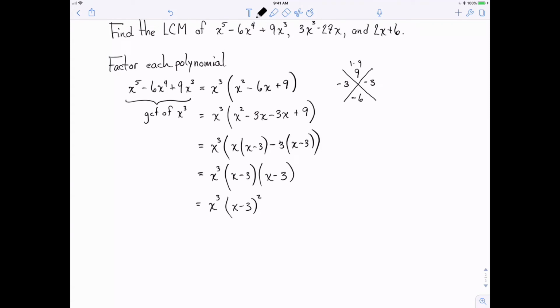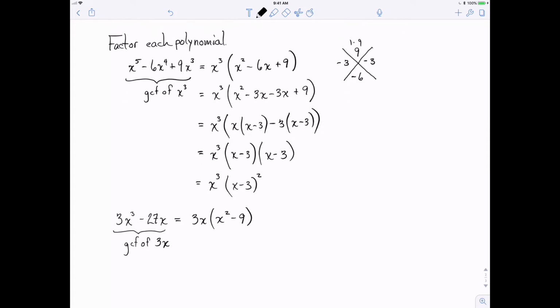Our next polynomial to factor is 3x cubed minus 27x. Again, notice that there's a greatest common factor. What do we have? Of x. So let's factor in x. Actually, you know what? I misspoke. There's a greatest common factor of 3x. So let's take a 3x. We want the greatest common factor. So if I take that, I have 3x. That's going to leave an x squared minus 9.